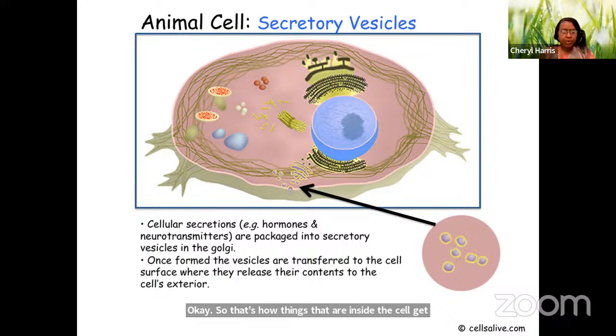Okay, so that's how things that are inside the cell get outside the cell, waste products and things of that nature. They come to the cell membrane, attach, and then open up, and then they close back, and then they gravitate back into the cell. So anything that the cell doesn't want, it spits it out, and that's how they do it.